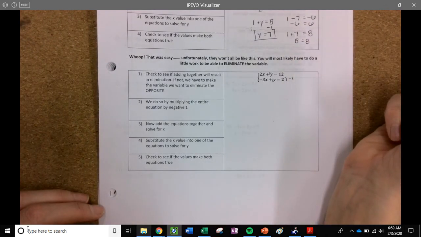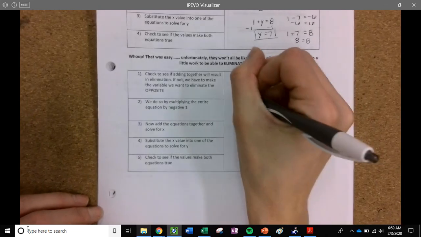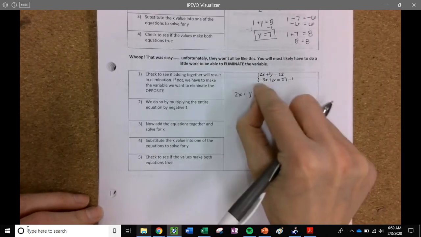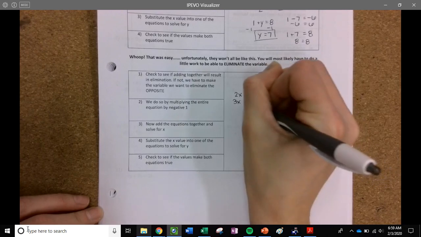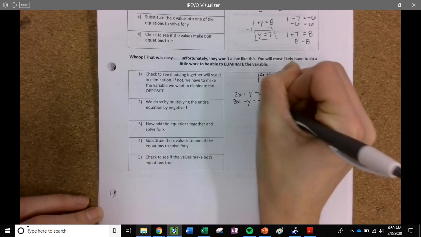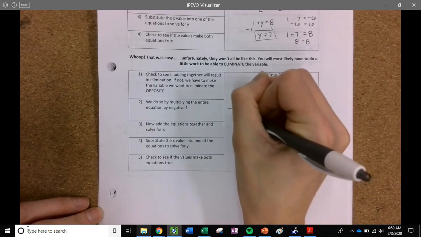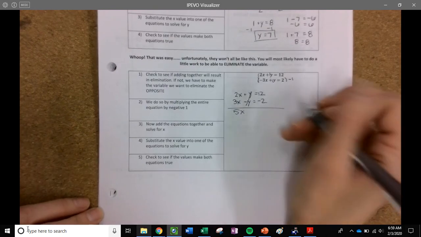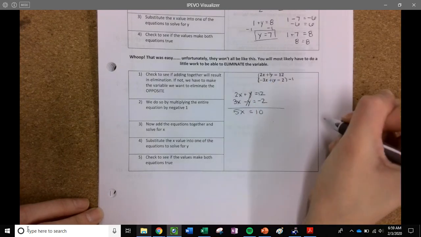I'll multiply by -1, which will make everything in here change. All the signs will change. My first equation stays the same because I didn't do anything to it. But this one that I multiplied by -1, well, now I have positive 3x minus y equals -2. And now I'm ready. Same coefficients, opposite signs. 2x plus 3x equals 5x. y plus -y eliminates, and 12 minus 2 gives me 10.